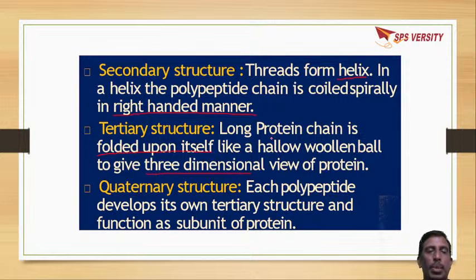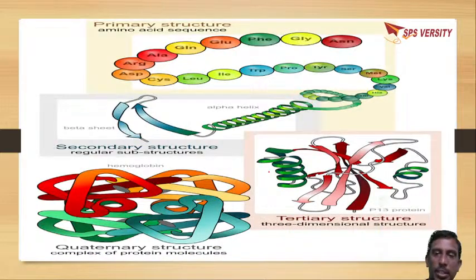Or still complex, it is quaternary structure. So each polypeptide develops into one tertiary structure. The best example is hemoglobin, which has 4 polypeptides, alpha 1, alpha 2, beta 1, beta 2. So hemoglobin is the best example for quaternary protein structure.